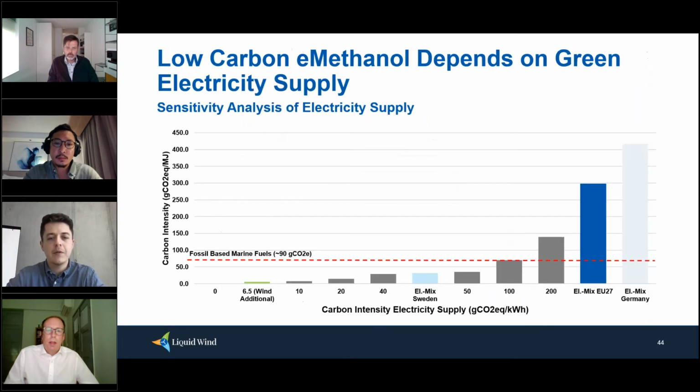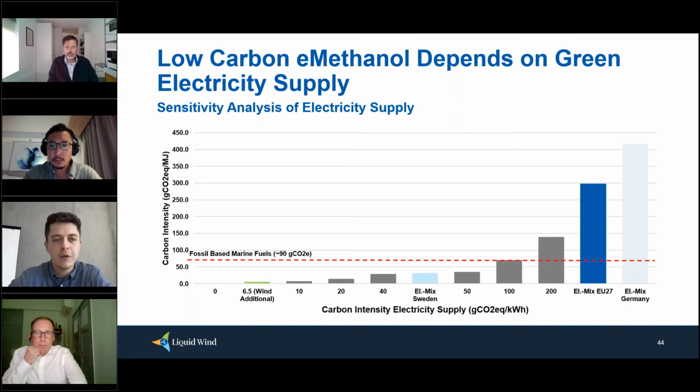Just to illustrate the importance of the electricity source when producing e-methanol, we did a small sensitivity analysis. How would our carbon footprint look depending on different electricity sources? We can see, so the red line is basically the fossil marine fuel threshold, and then we are here with our Fletcher 1 facility with a carbon intensity of electricity supply of 6.5 grams CO2 equivalent. If we go down to 0, we are close to 0. It's too small on this graph to show.